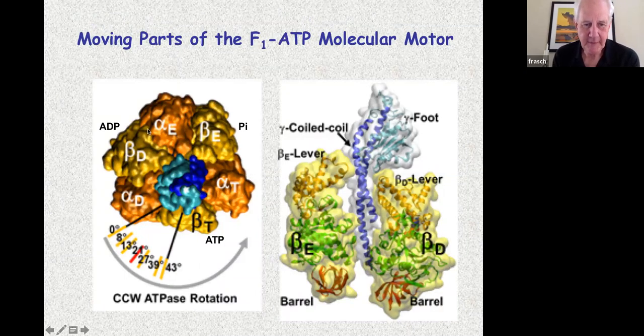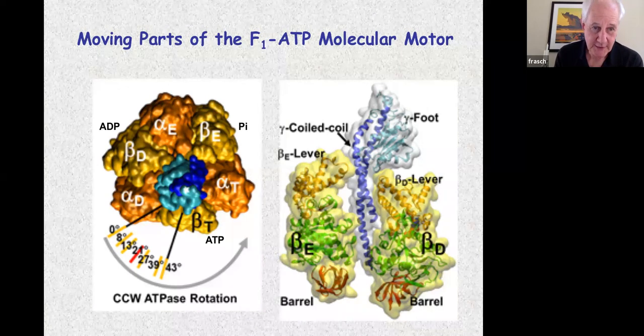So the first crystal structures showed that for the F1, I'm going to start by explaining how the F1 works and what we've learned about it. That the first crystal structures showed that in the static structures, you would have the alpha and beta subunits that are in alternating going around the central core of the gamma subunit.